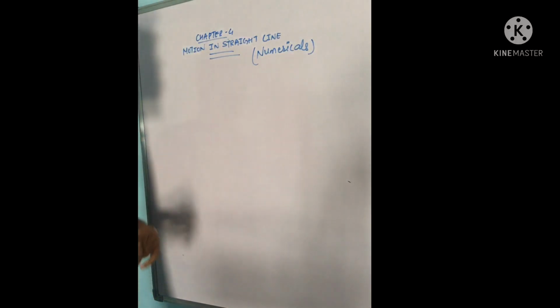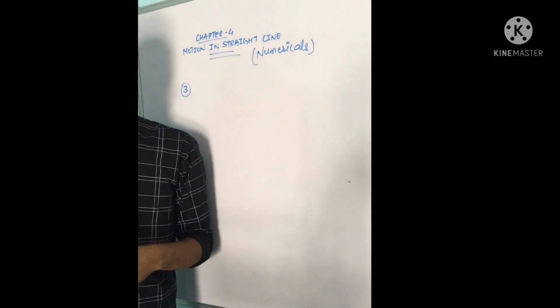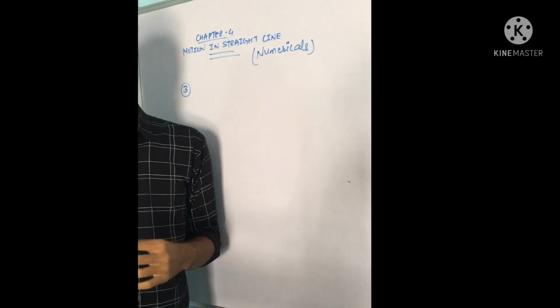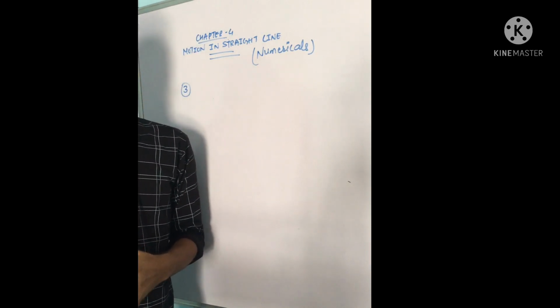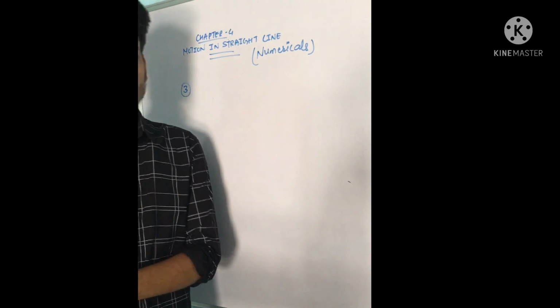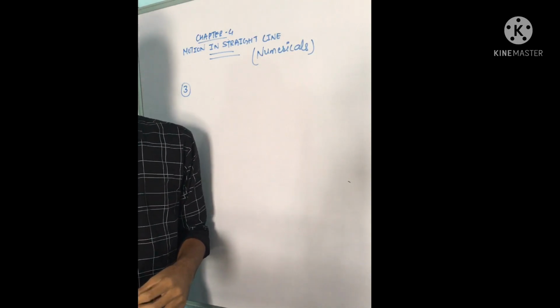We are starting from numerical number 3 in the exercise. You can read the question in the book. A car moves first 0.1 hour with a velocity of 20 km per hour, then for 0.4 hour with a velocity of 60 km per hour, and in the last 0.2 hour with a velocity of 20 km per hour.